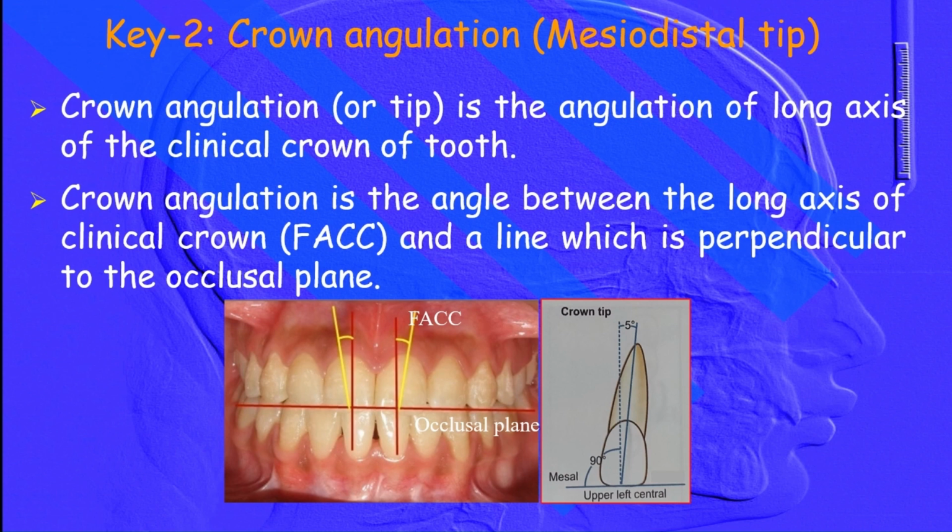Look at the picture. Crown angulation is the angle between the long axis of the clinical crown, that is FACC or facial axis of the clinical crown, and a line that is perpendicular to the occlusal plane. As the FACC is related to the clinical crown, this line may or may not pass through the root apex.